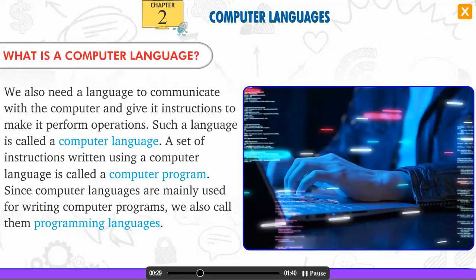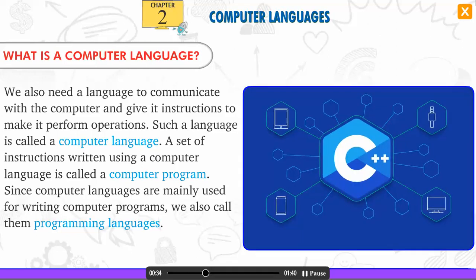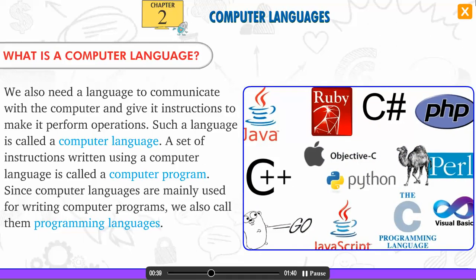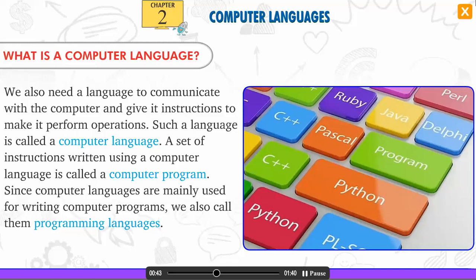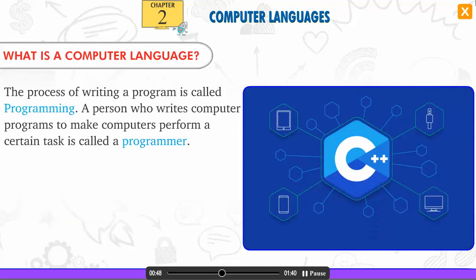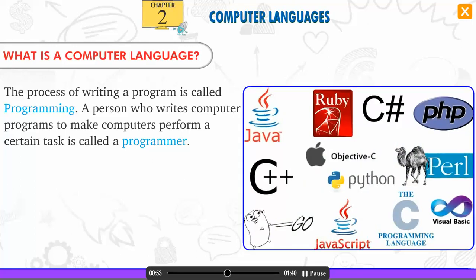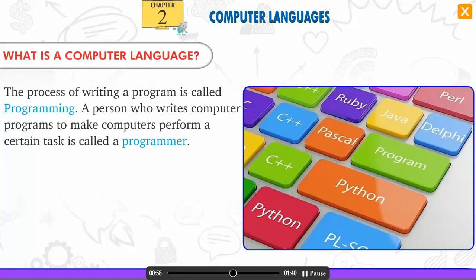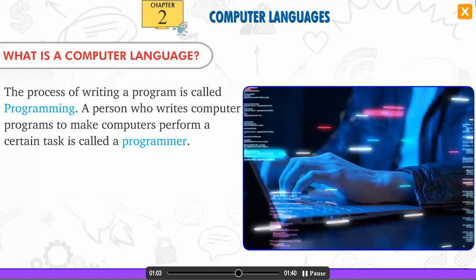A set of instructions written using a computer language is called a computer program. Since computer languages are mainly used for writing computer programs, we also call them programming languages. The process of writing a program is called programming. A person who writes computer programs to make computers perform a certain task is called a programmer.